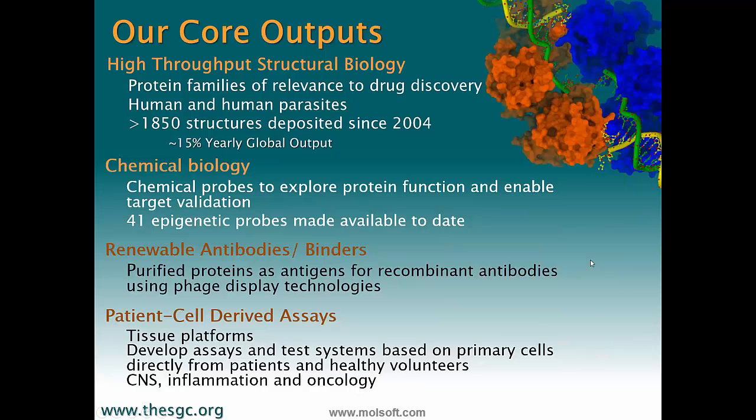The SGC is a public-private partnership which was started in 2004, and we were originally based in the University of Oxford and the University of Toronto, and our purpose was to solve the structures of human proteins of medical relevance and put them into the public domain without any restriction. And we've been a world leader in this regard since 2004, but over the years we've branched out into other areas of primary research such as chemical biology, so the development of potent and selective chemical probes, particularly in the epigenetic protein families. Also focusing on developing renewable antibodies or binders, so recombinant antibodies using phage display technologies.